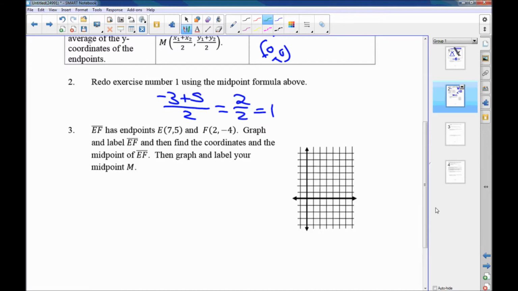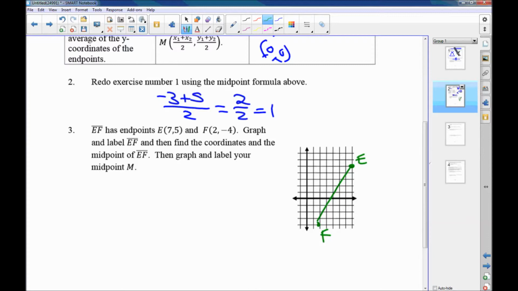So that's 1, 2, 3, 4, 5, 6, 7. 1, 2, 3, 4, 5. There's E at 7, 5. And F is at 2, -4, so 1, 2, and 1, 2, 3, 4. And there's F. So here's our line segment, EF. And we need to find and label the midpoint.